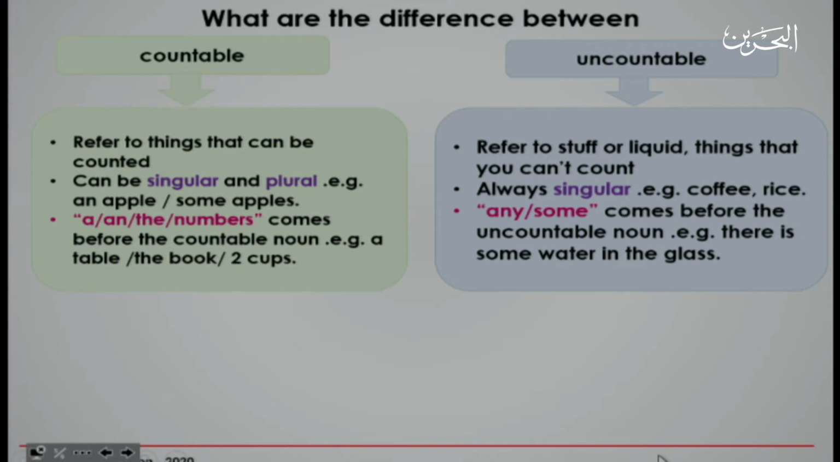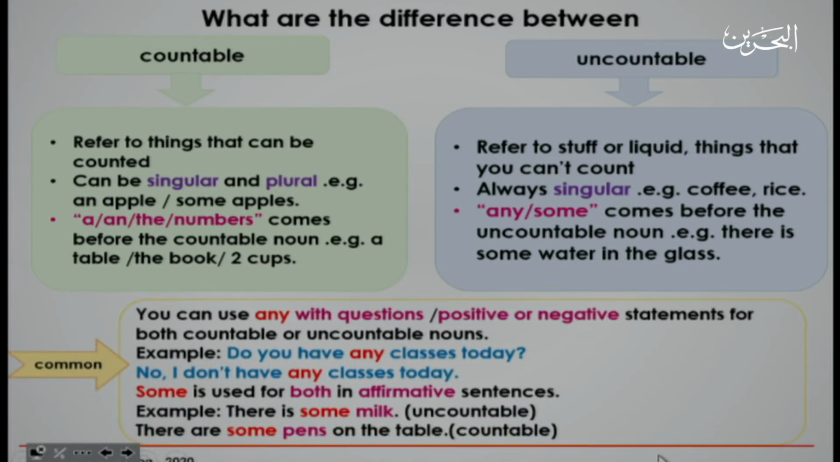With uncountable nouns, they refer to stuff or liquid, things that you can't count. Always singular. For example, coffee, rice. Any and some come before the uncountable noun. For example, there is some water in the glass. This is common knowledge. You can use any with questions, positive or negative statements for both countable and uncountable nouns.